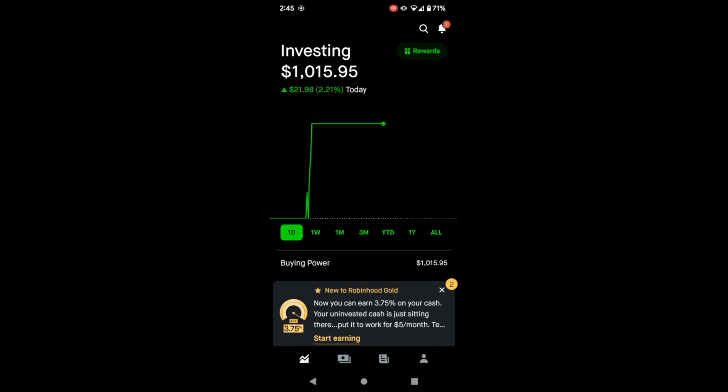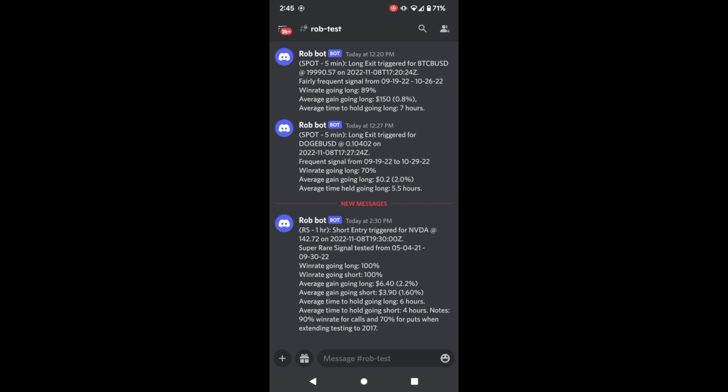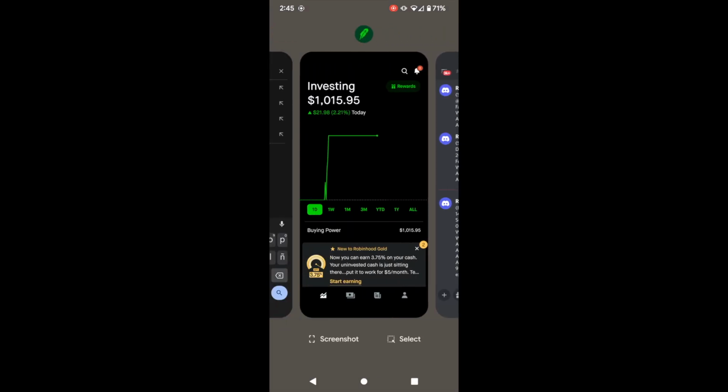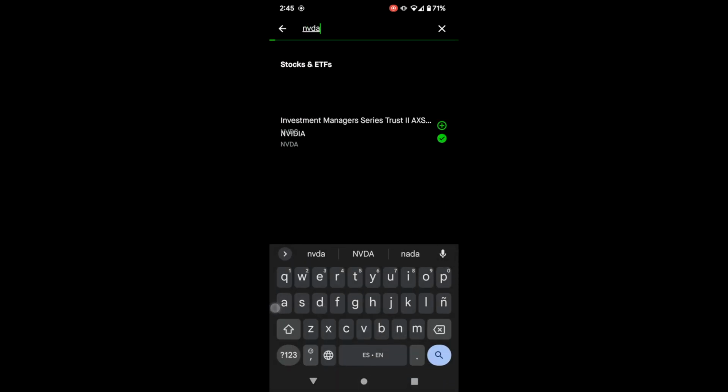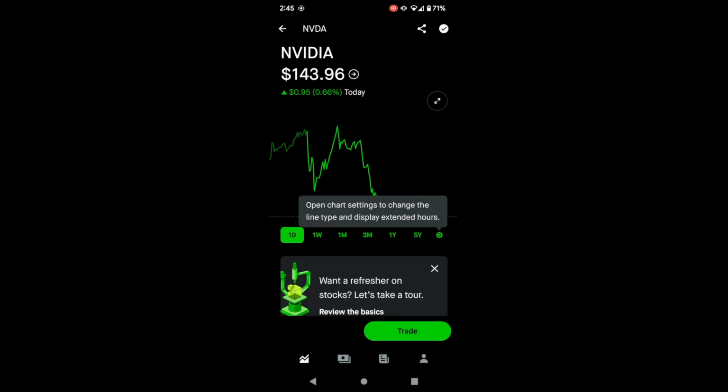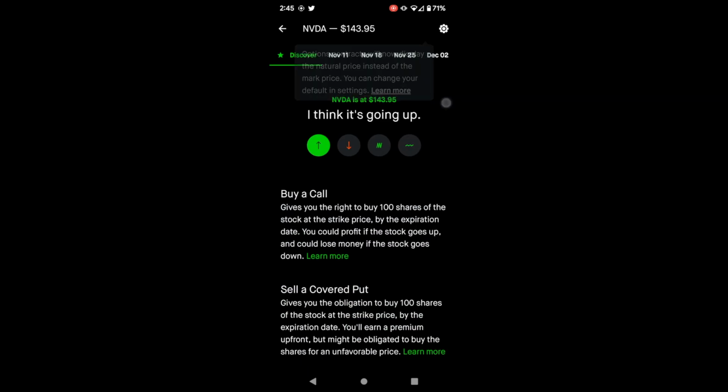Got another signal here. Loving how these signals are coming in. And this signal is actually for NVIDIA. We can actually see that it's telling us that we should make a put on NVIDIA. So that's kind of getting me to think, oh, okay, we might see a little recovery, but this is likely going to go down tomorrow.